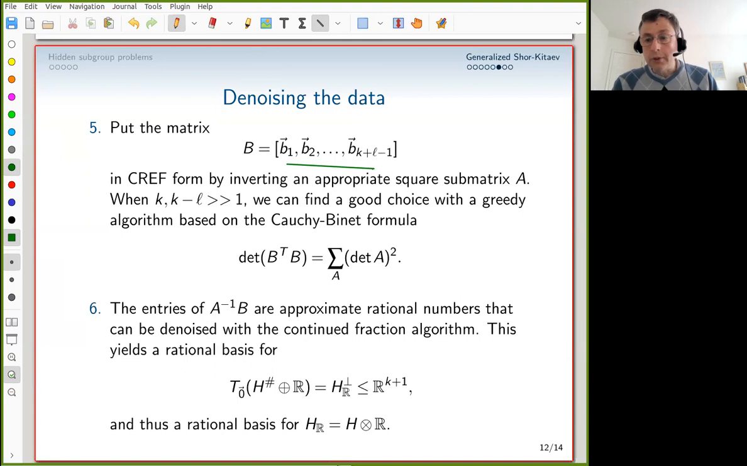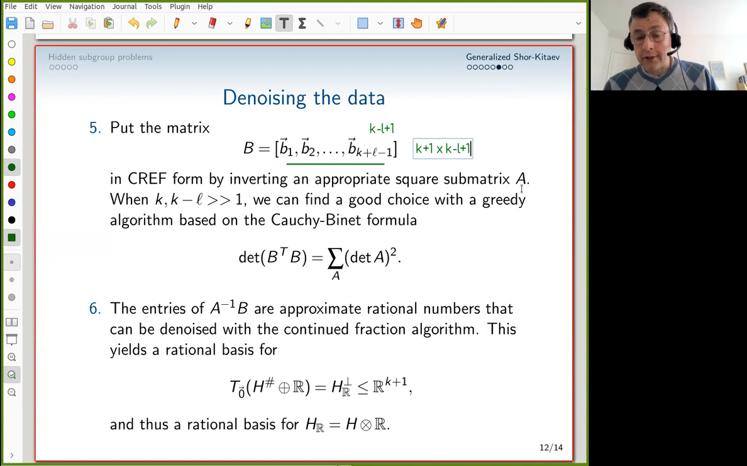So using these first k minus l plus one vectors, this is a rectangular matrix B. Okay, this is k plus one by k minus l plus one. It's a tall rectangular matrix. And in order to be able to denoise it, I put it in column reduced echelon form by inverting a square submatrix. Now, I don't want to choose just any square submatrix because some of them might be singular, or at least would have been singular without noise. If noise is the only reason that A is non-singular, that's bad.